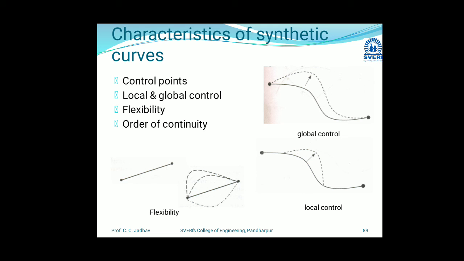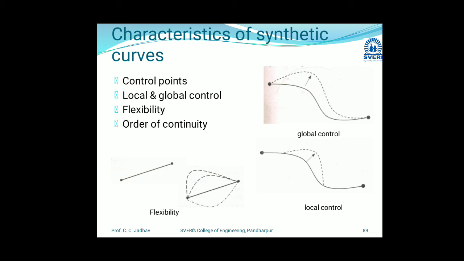So what are the characteristics of the synthetic curves? First, control points, local and global control, then flexibility and order of continuity. Control points, as we have seen in the previous slide, are points P1, P2, P3. By using those control points we can change the shape of the curve.